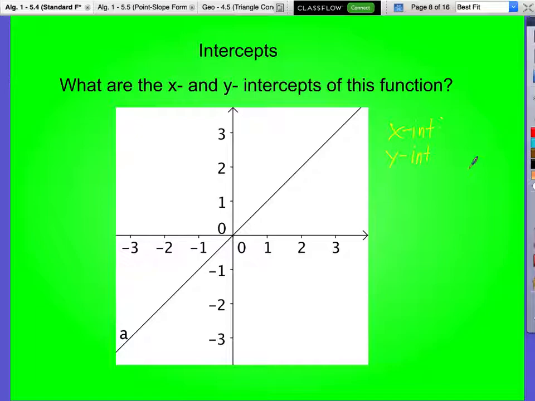Okay. Hey, what's our x-intercept? 0. What's our y-intercept? You were the only one that answered. What's the point for both the x and y-intercept? Zero. Because they're the same point, right? Yeah.